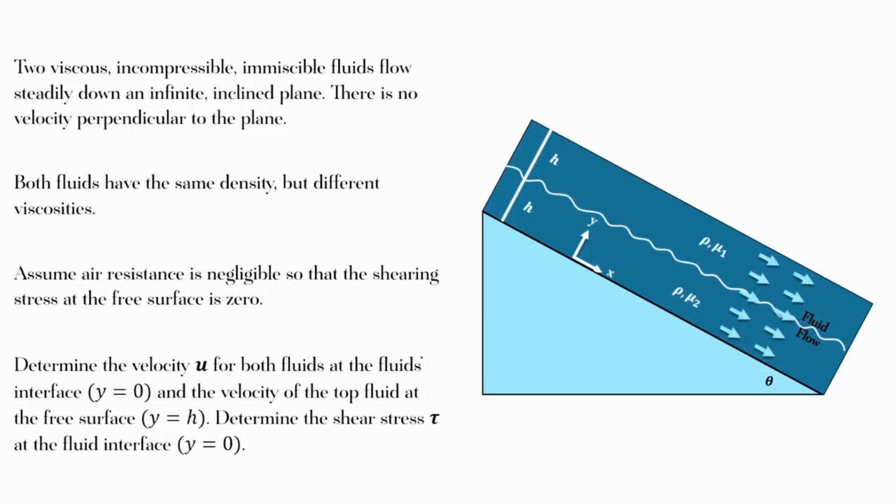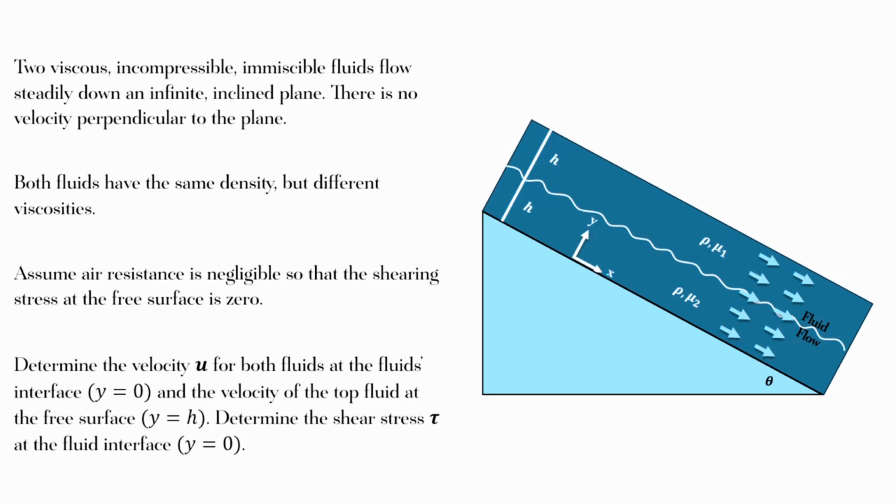What up, guys? So for this one, another Navier-Stokes problem: two viscous, incompressible, immiscible fluids flow steadily down an infinite inclined plane, with no velocity perpendicular to the plane. Both fluids have the same density, but they have different dynamic viscosities, right? Air resistance is negligible, so the shearing stress at the surface is zero. So at the very top, where that dark blue meets the white, shear stress is zero, and that's going to help us when we start doing the boundary conditions.